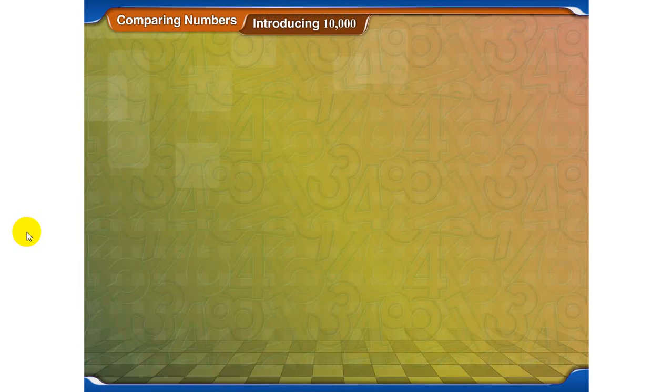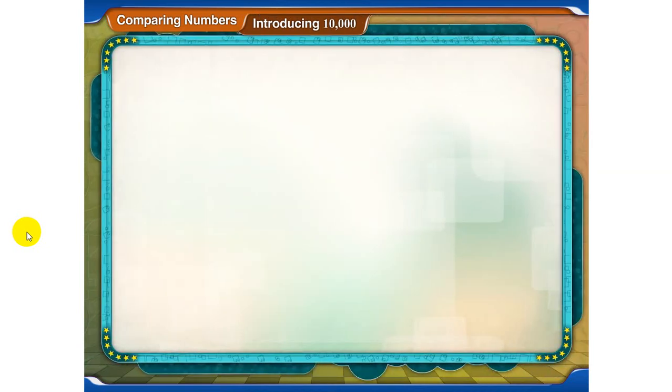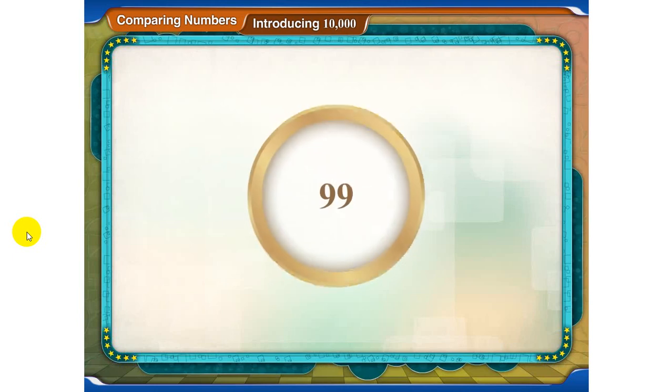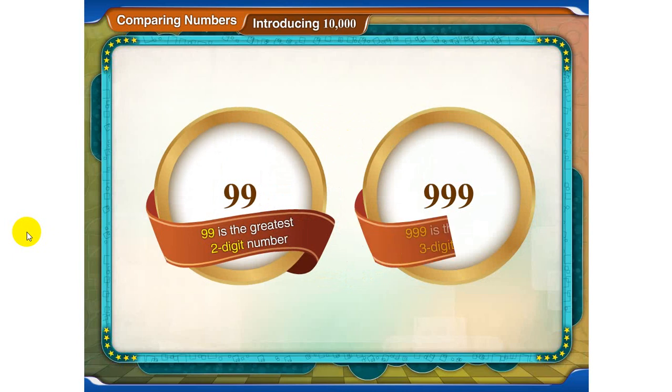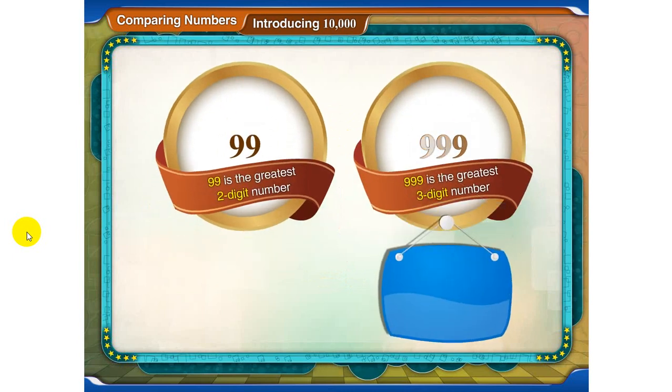Introducing 10,000. We know that beyond 99 there is no two-digit number. 99 is the greatest two-digit number. Similarly, the greatest three-digit number is 999. And we add 1 to 999 to make 1000.